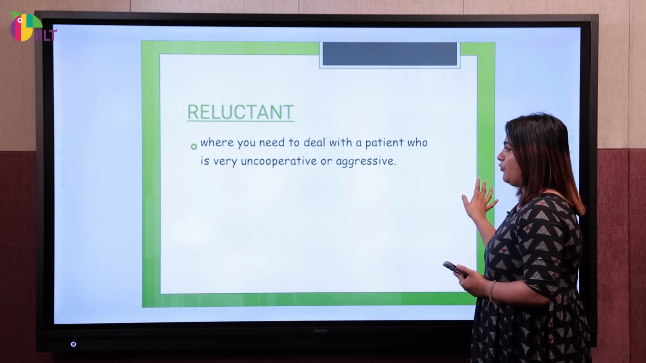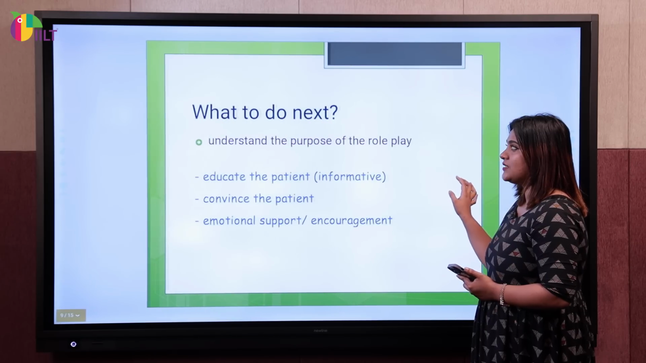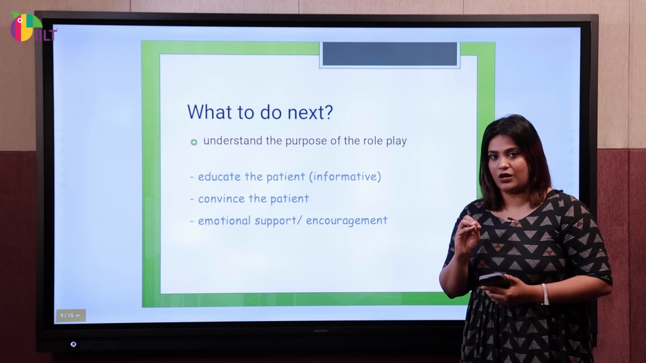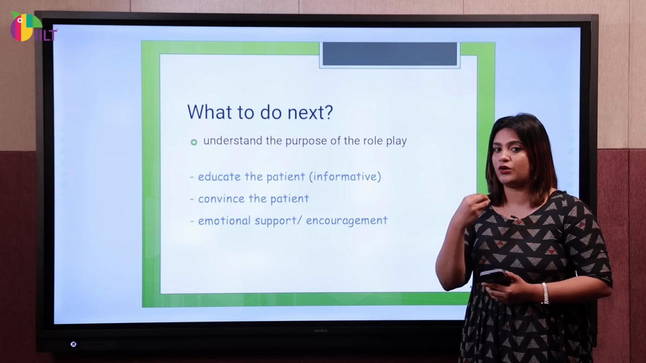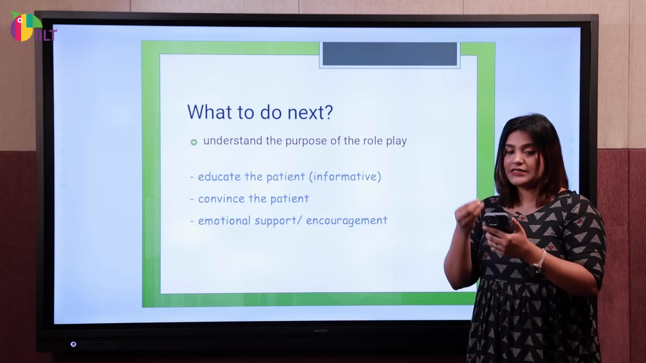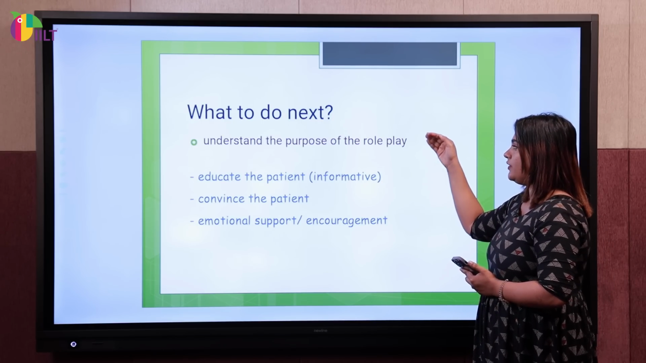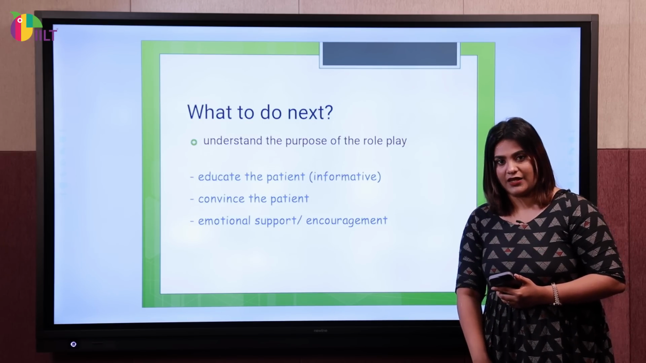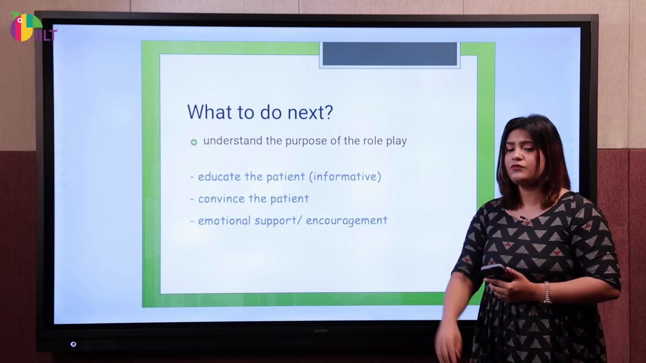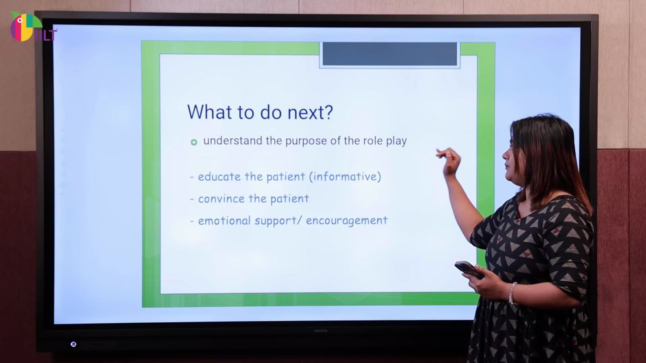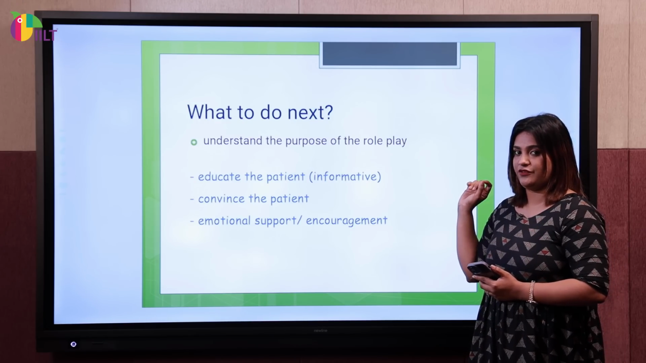Now once you understand the type of cue card or the type of role play you are going to deal with, the next thing you have to do is try to understand the purpose of the role play. It is very important. Why is it important to understand the purpose of the role play?